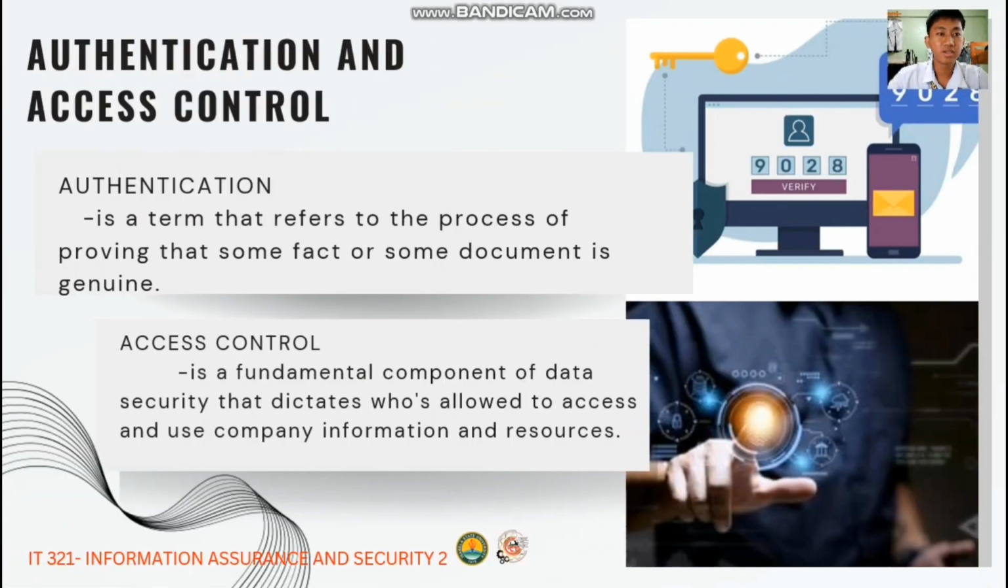So what is authentication and access control? First, authentication is a term that refers to the process of proving that some fact or some document is genuine. So authentication is the process of verifying the identity or genuineness of something, typically through the presentation of evidence or credentials. It ensures that the person, object, or information is indeed what it claims to be. For example, in the context of online security, when you log into your email account, you are typically required to enter a username and password. This acts as a form of authentication, verifying that you are the authorized user of that account.